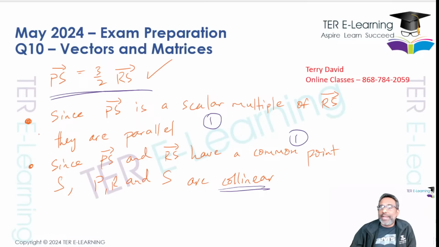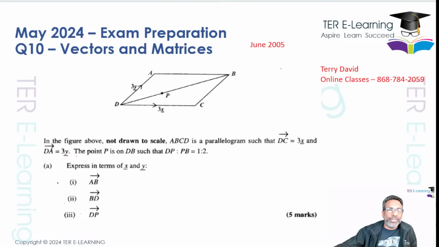PR and RS, yeah, you can use PR and RS. You could use PR and RS if you want, and once you get a value for k, that's fine. I'm going to do the next one here.